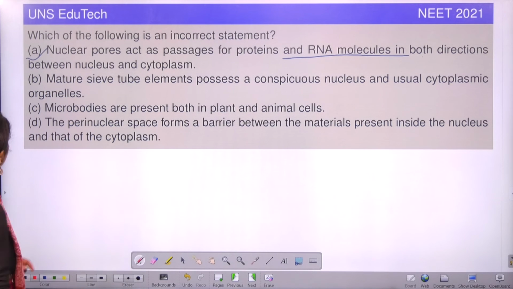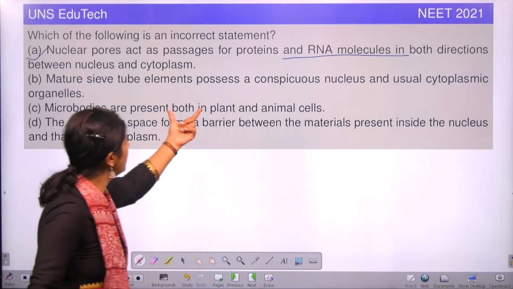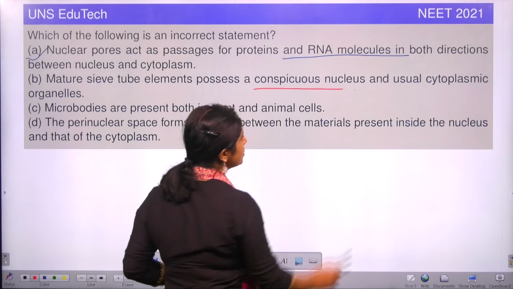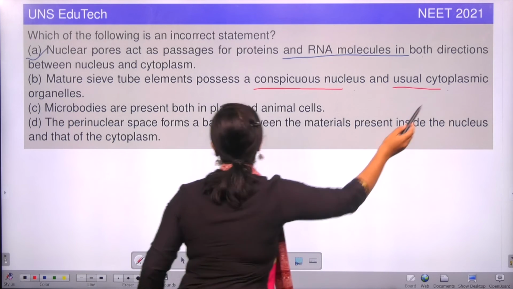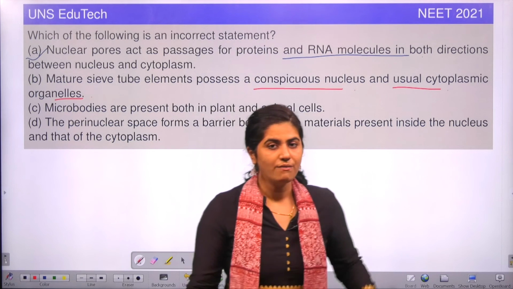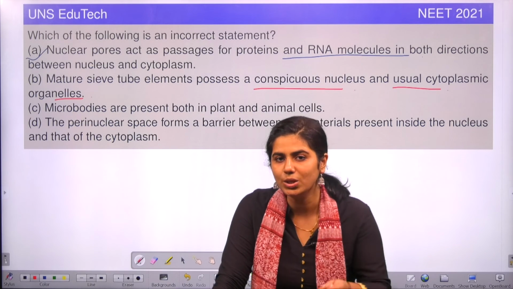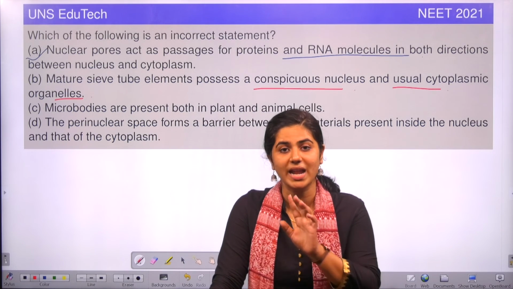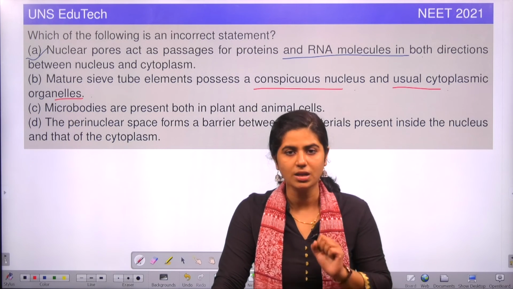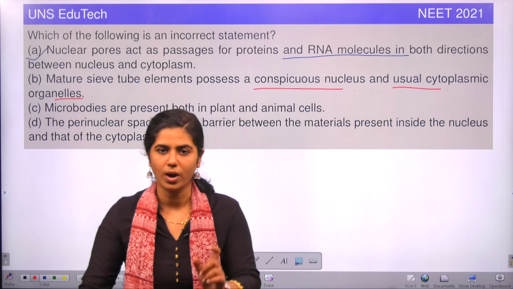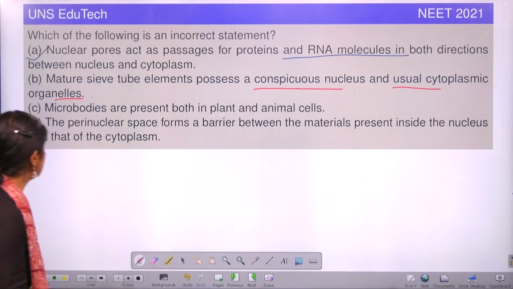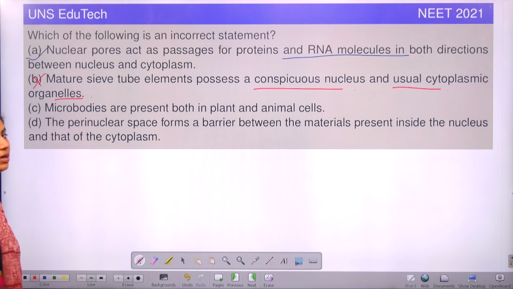Now the second option is mature sieve tube elements possess a conspicuous nucleus and usual cytoplasmic organelles. Is that true? No, right. When a sieve tube matures, it gets denucleated and all other cell organelles are absent in a sieve tube or sieve elements, and all the energy and other materials whatever a sieve tube needs is provided by the companion cell through plasmodesmata. So this sentence is wrong. Hope we got the answer right.